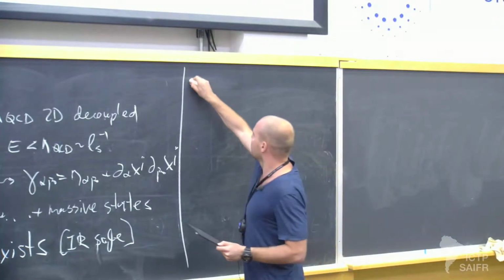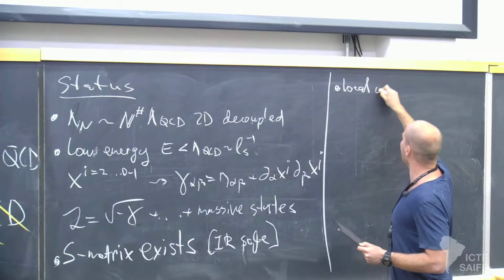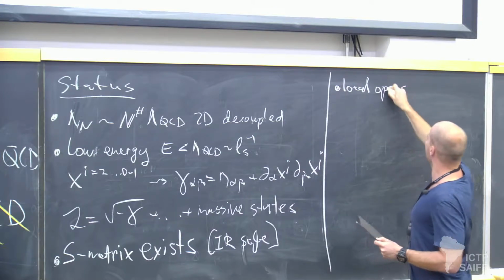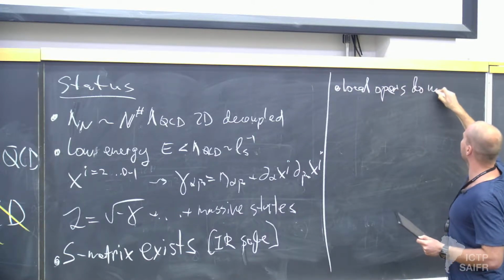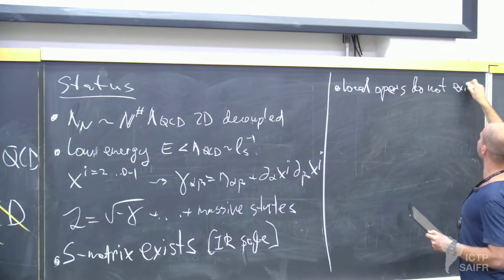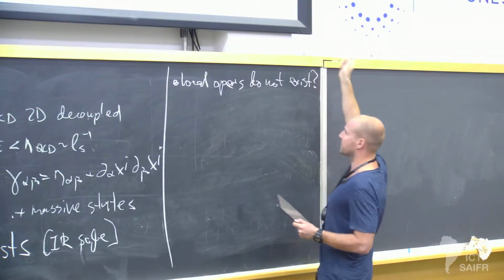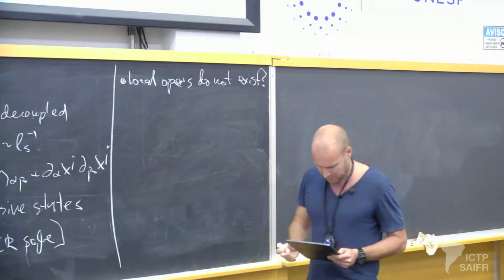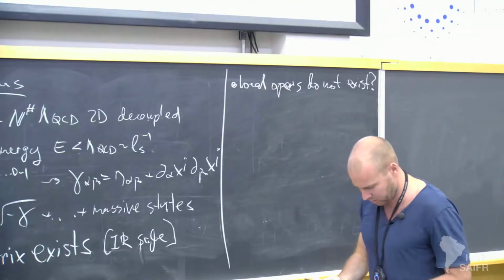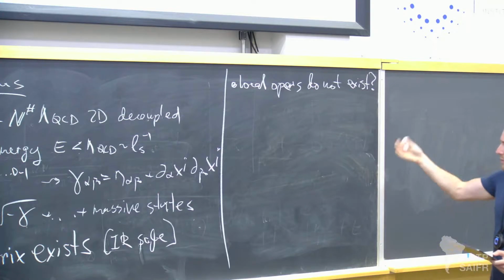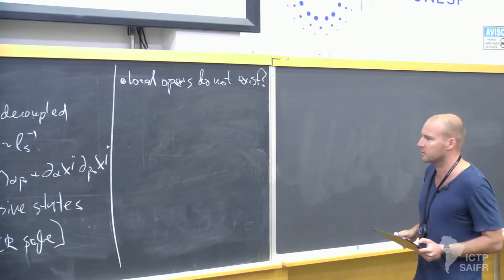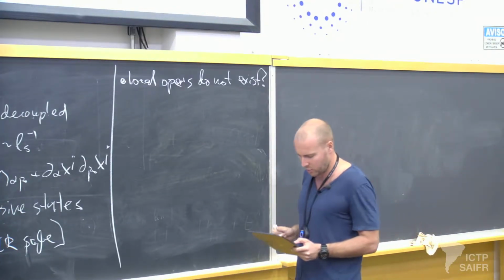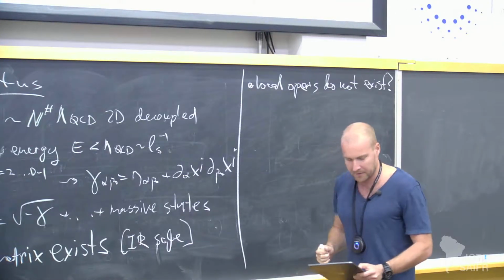Next, local operators probably do not exist. Okay, this is a little bit of a more vague statement. The reason I bring it up is that Dennis, for example, gave a talk about extending the bootstrap with some inclusion of form factors of local operators. So in this theory, something potentially weird will be happening in this direction.